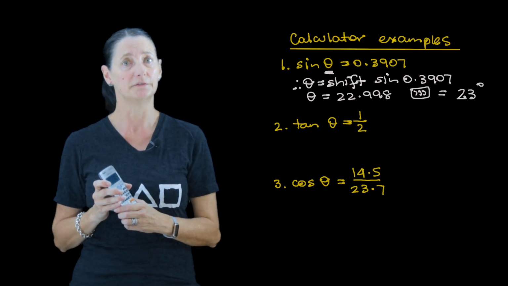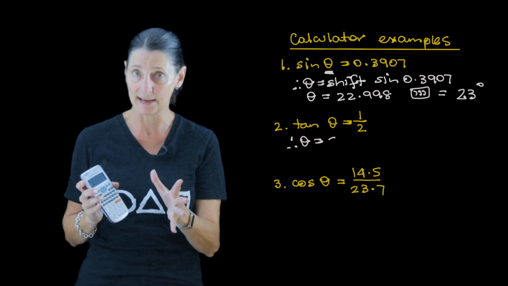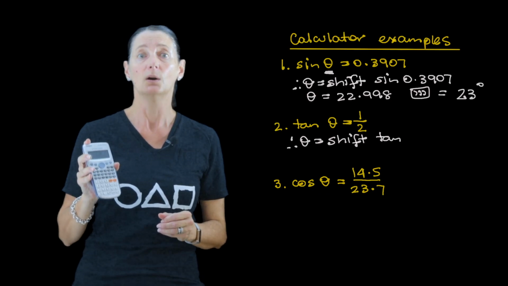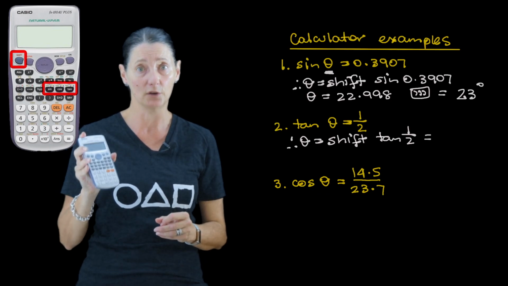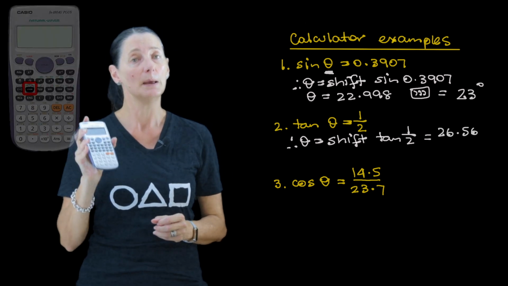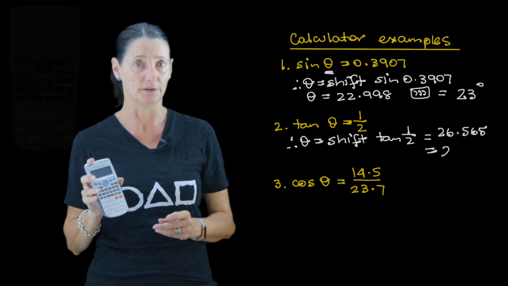Okay, let's try one with a fraction. How about tan theta equals a half? Again, theta is the unknown, so to find the angle I need to press shift tan. Once I press shift tan, put 1/2 equals, 26.505. Press the degree minute button and you should get an answer of 27 degrees.